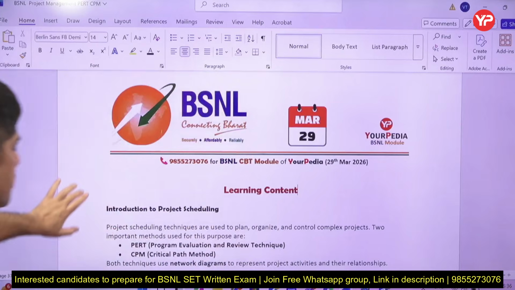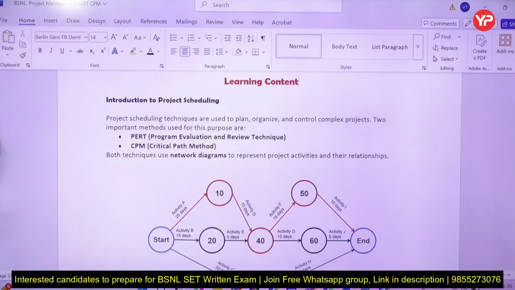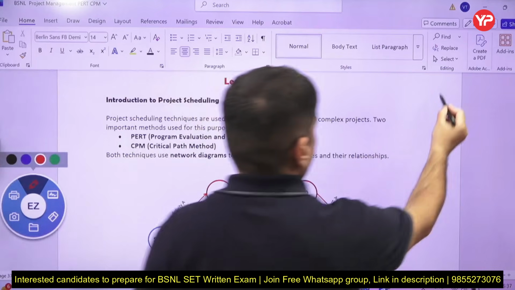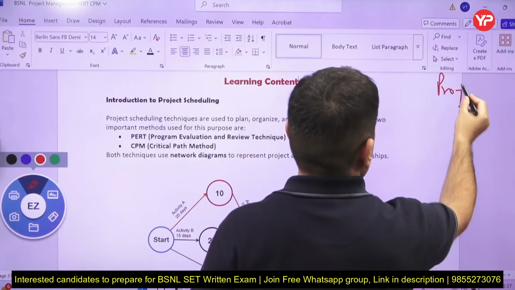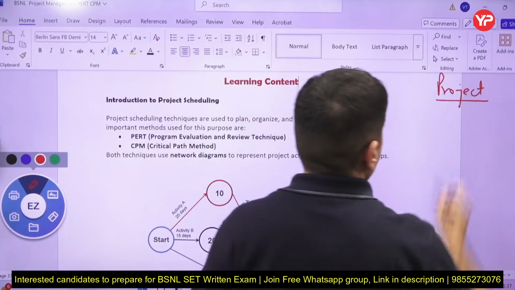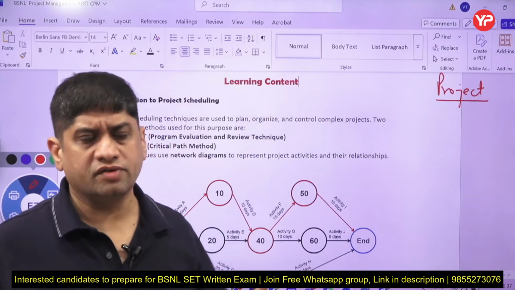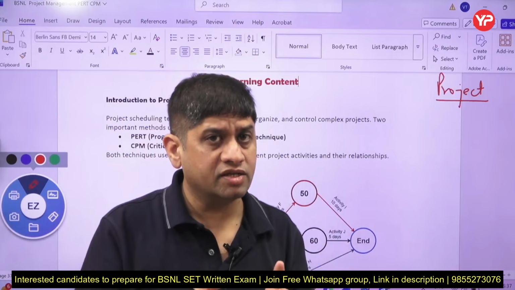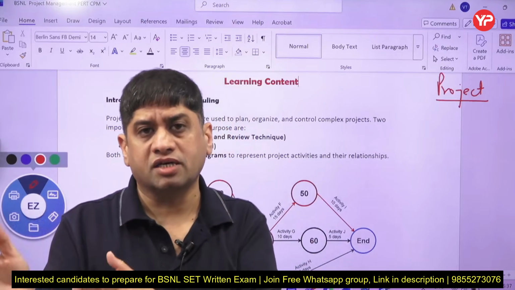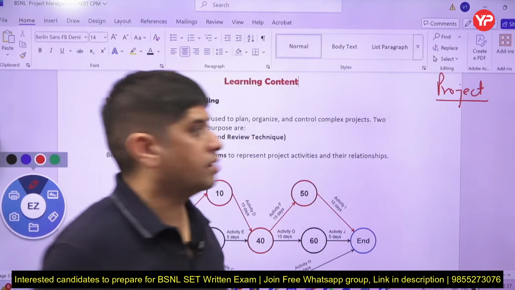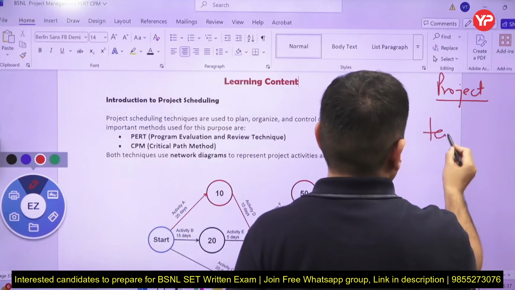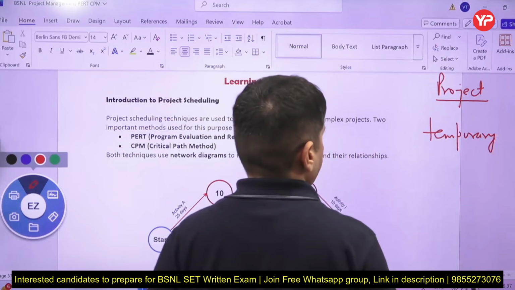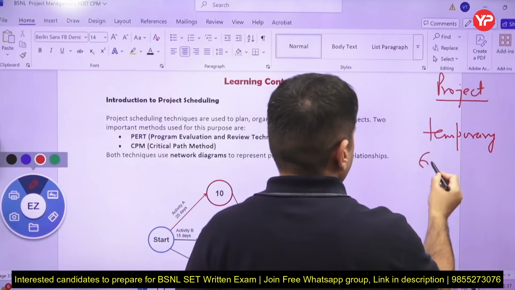So let's start, friends. What is project scheduling? I told you first in this chapter we discussed what a project is. The definition of a project is a temporary endeavor to complete some objective, handling a couple of activities. So a group of activities to complete a particular objective, and this entire thing is a temporary endeavor. This project is always temporary in nature. It is not permanent, unlike a product. So it is a temporary endeavor.